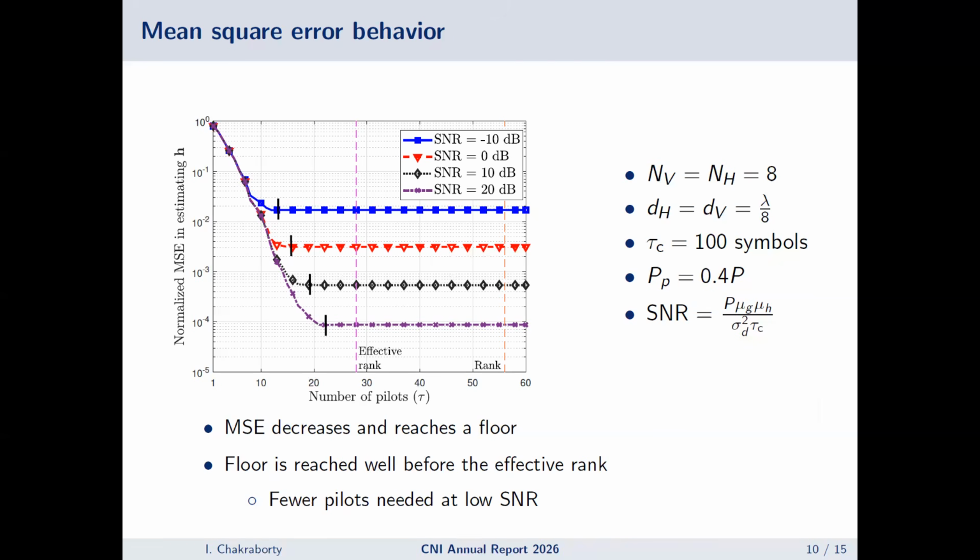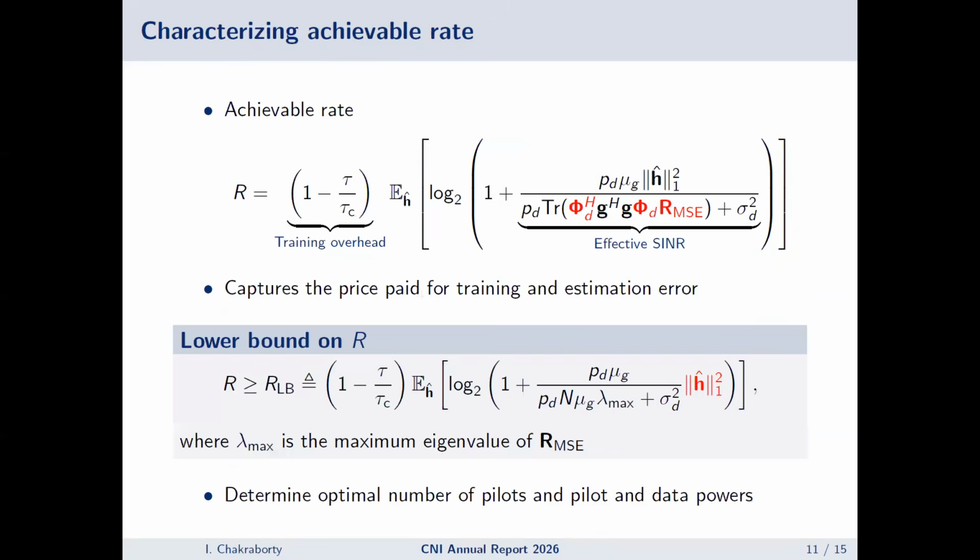Now, we saw this from a mean square error perspective. Now, let us look into this from a rate perspective. And why do we want to do this? Because for rate, there is always a trade-off between training overhead and the effective SINR. So we derive an expression for rate that captures the price paid for training and the estimation error. Now, this expression is not mathematically tractable since we are going for some low complexity solution. We try to lower bound it, which can have a closed form approximation, and we maximize this lower bound on the rate to get the optimal number of pilots and pilot powers, right?